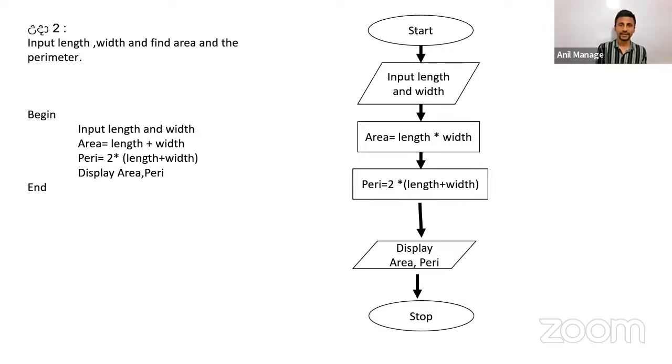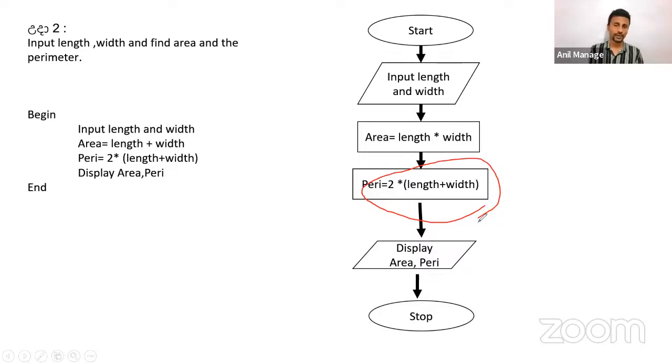Someone else can take length and width as x and y. Doesn't matter, right? Area, I am multiplying length and width. Then for the perimeter, I have taken the word called peri. It doesn't matter, perimeter, p, doesn't matter. 2 into length plus width. Now you can understand here, I have taken one of the alternative solutions which I discussed earlier.